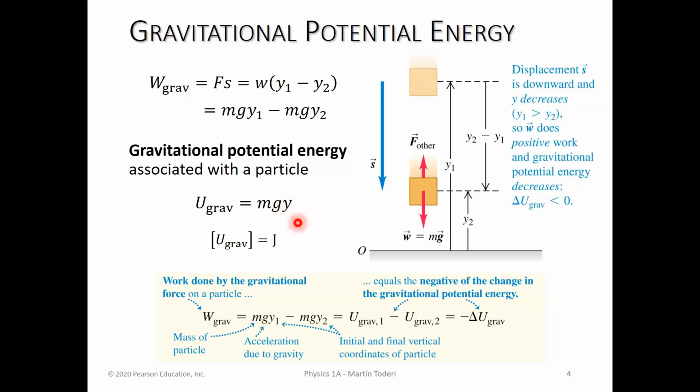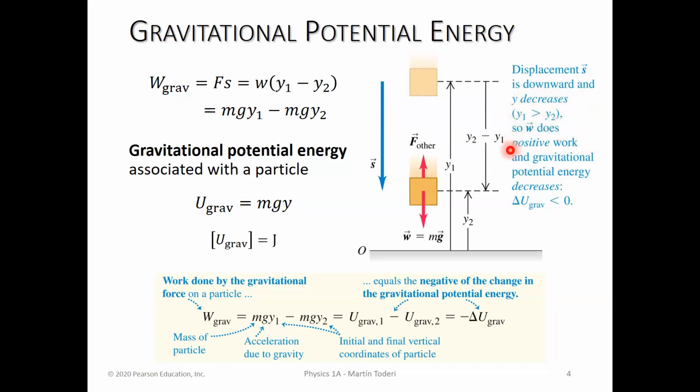And of course, you can always define the zero wherever you want to do it. You could define the zero here and have negative positions, and then you have different signs in that energy, but that won't change the physics of it. Remember, changing the system of reference is not changing any of the physics of the problem. So as we said here, the displacement is downward and y decreases. That's a big distinction here. So y1 is bigger than y2.